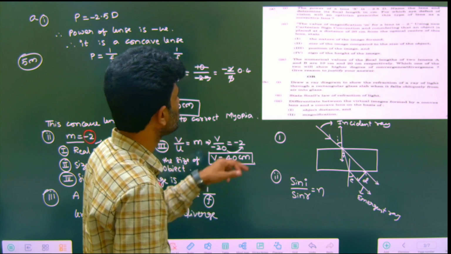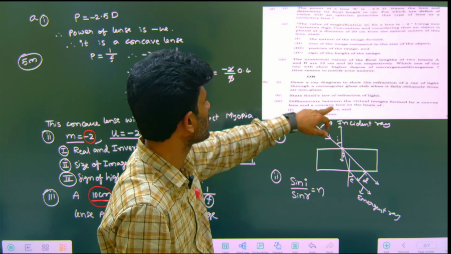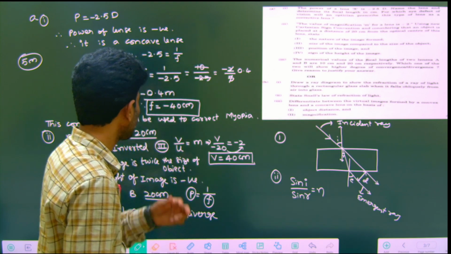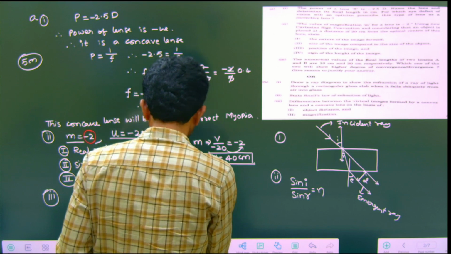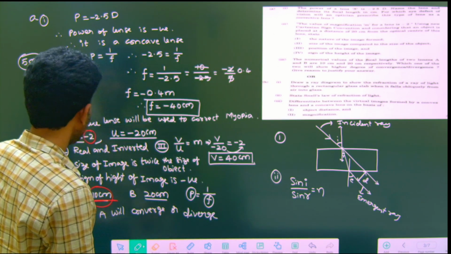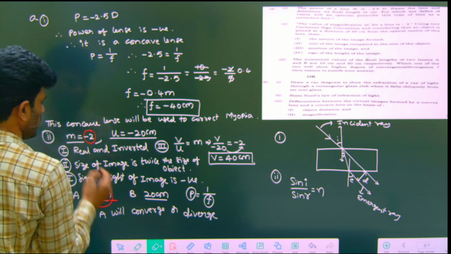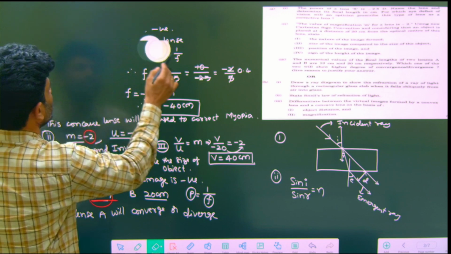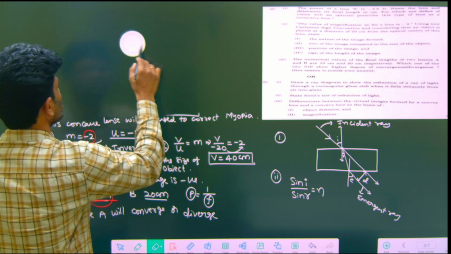Then you have to differentiate between virtual images formed by a convex lens and a concave lens on the basis of object distance. Convex lens and concave lens. In both the cases, we will be having virtual image. In concave lens, how virtual image will be formed? I am erasing this because I hope you already understood about this. Here we will discuss about the virtual images.